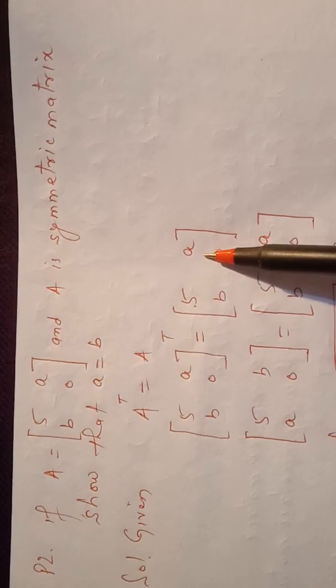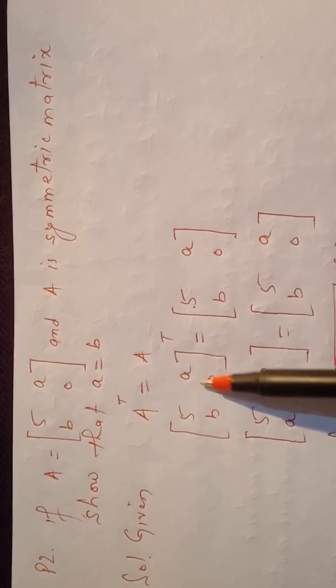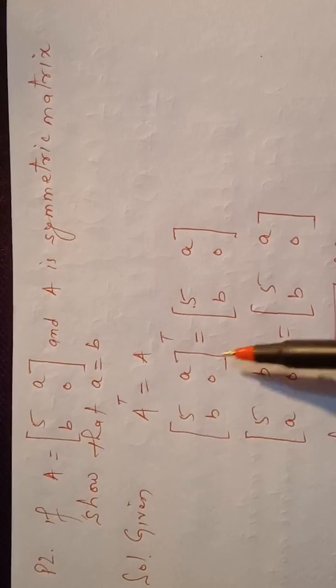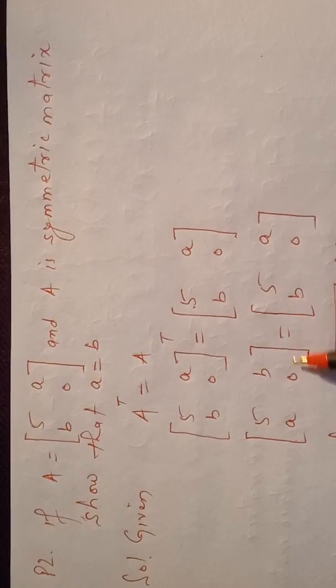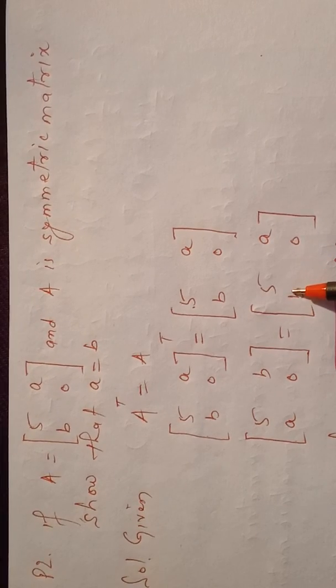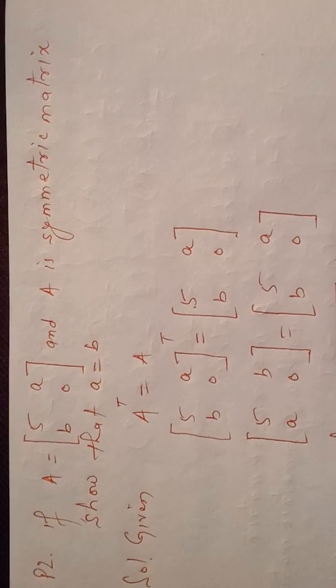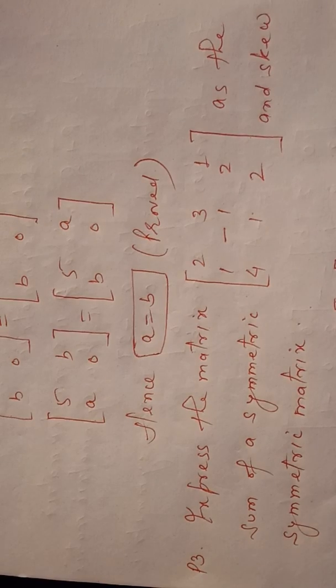Again the value of A is here. What is the transpose of this matrix? It will become minus A column, B 0 will become column, and both matrices are same, so their corresponding elements will be same. So A and B are same, so hence it is proved. Now take next problem.